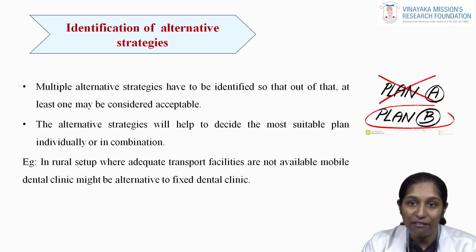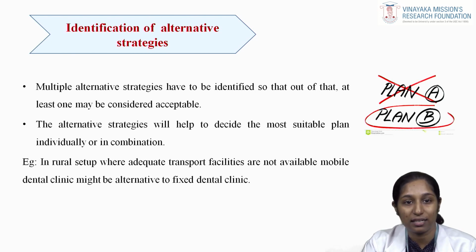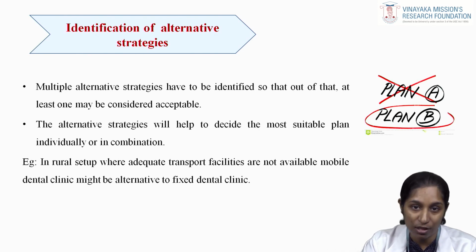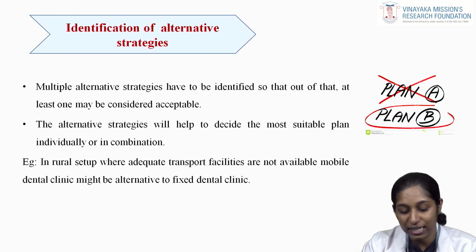Being aware of the existing constraints and resources, the planner should then consider alternative courses of action that might be effective in attaining the objectives. For example, imagine in a rural setup where adequate transport facilities are not available, we can think of a mobile dental clinic. It might work as an alternative to a fixed dental clinic. So this is an example. The alternative strategies will help to decide the most suitable plan, individually or in combination.